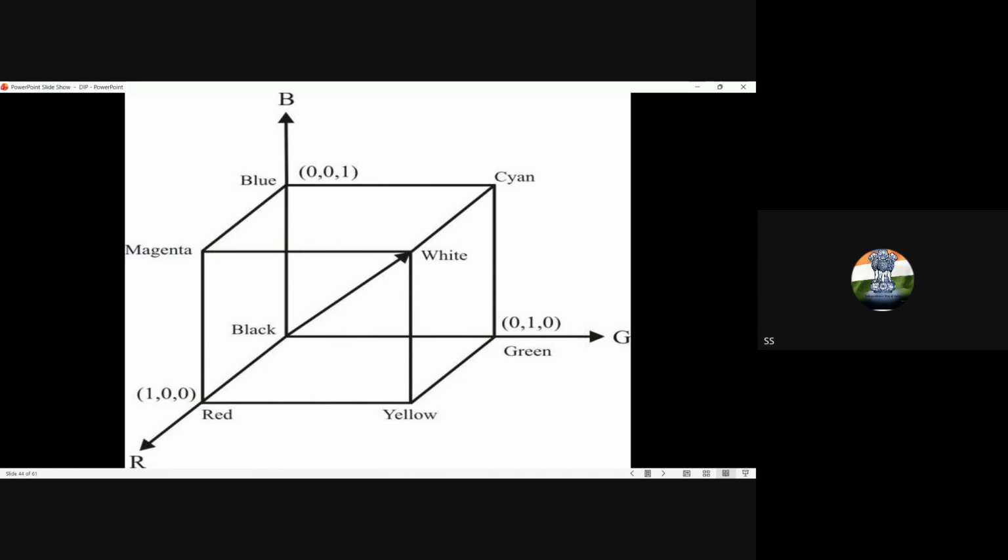That is blue. In RGB, R is 0, G is 0, and blue is 1. You see the blue color is here. And you see the green is 0, 1, 0 and red is 1, 0, 0.